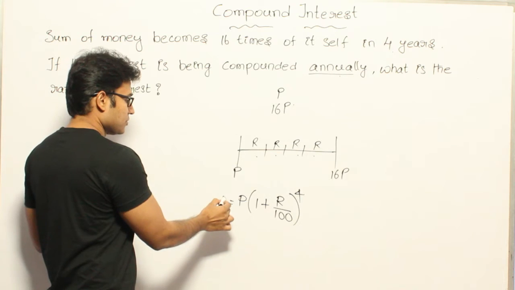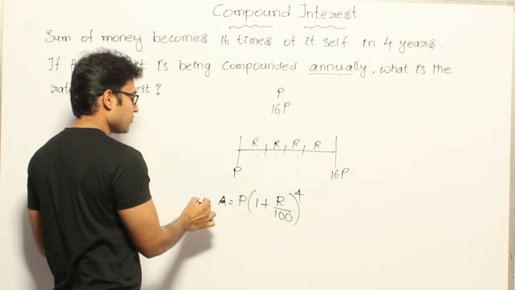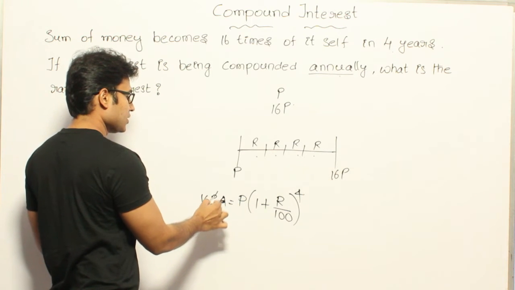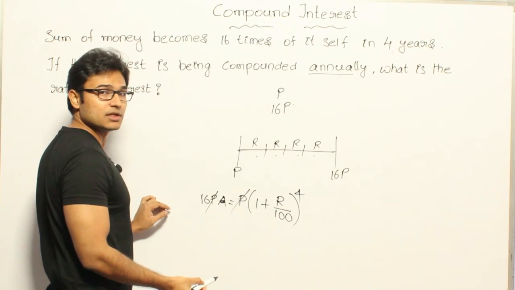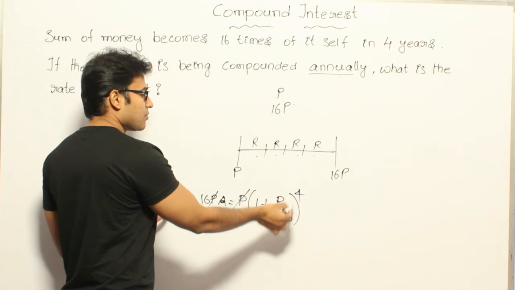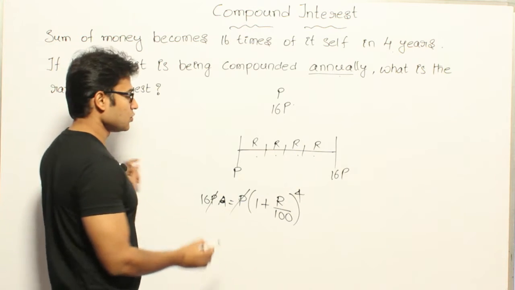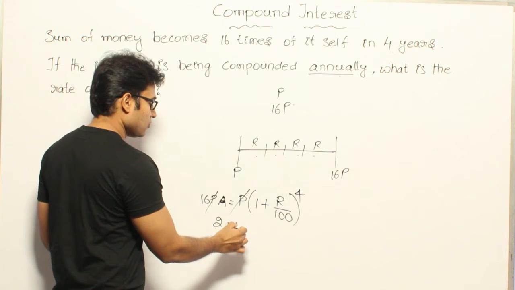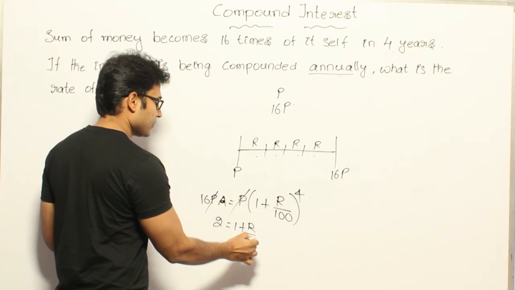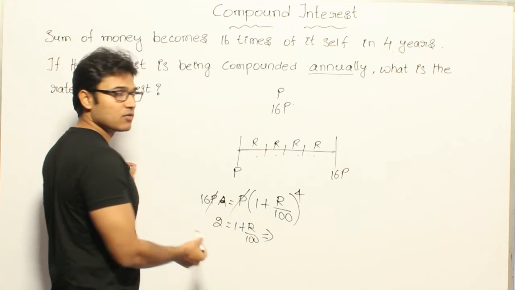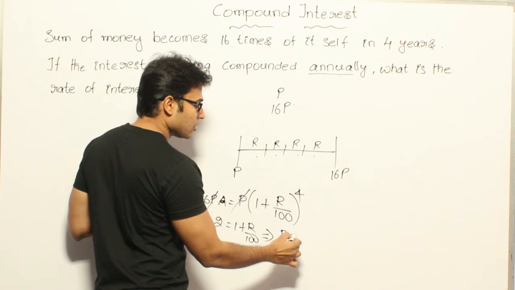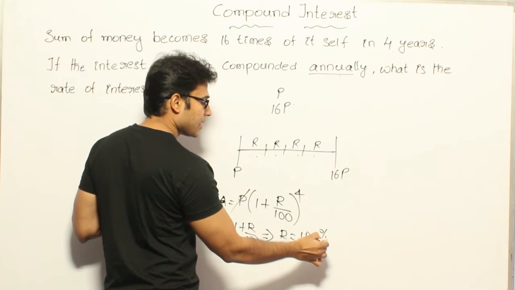Therefore you can substitute in place of A, 16P, because the final amount is going to be 16 times the initial amount. Therefore these two got cancelled. Now 1 plus R by 100 equal to 4th root of 16. 4th root of 16 is 2. Therefore 2 equal to 1 plus R by 100. Now what does it mean? R by 100 equal to 1, or R equal to 100% per annum.